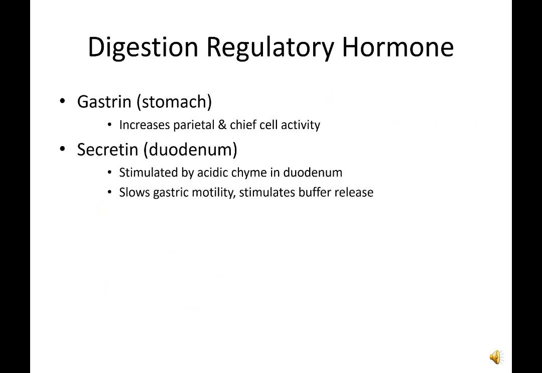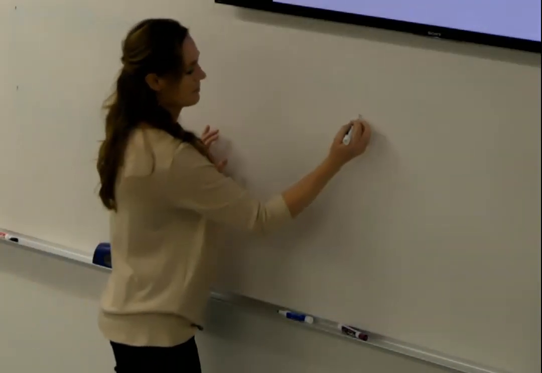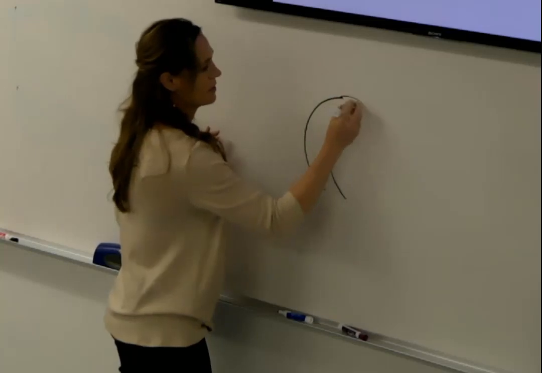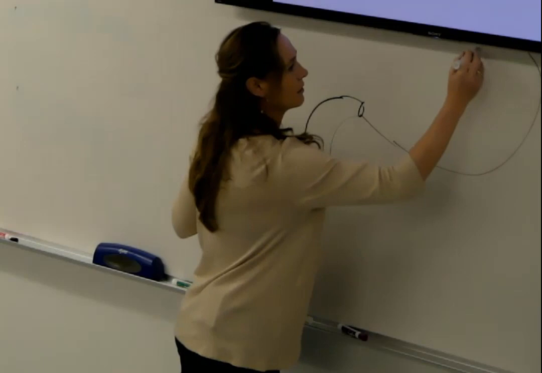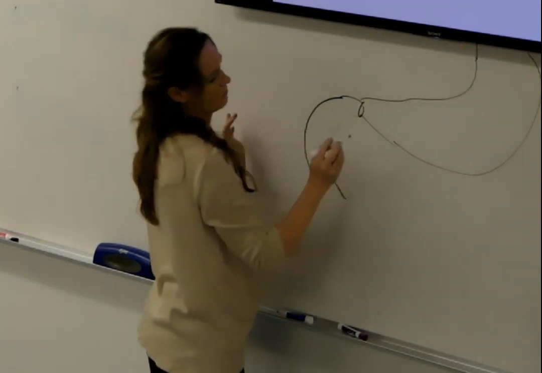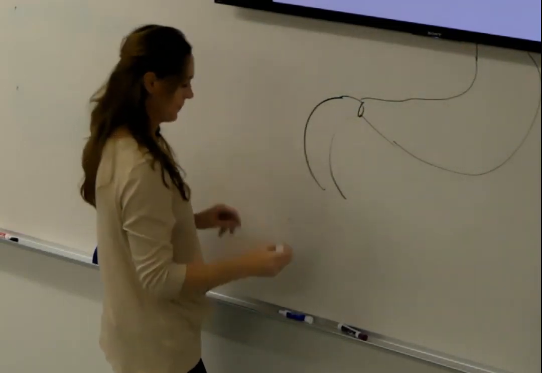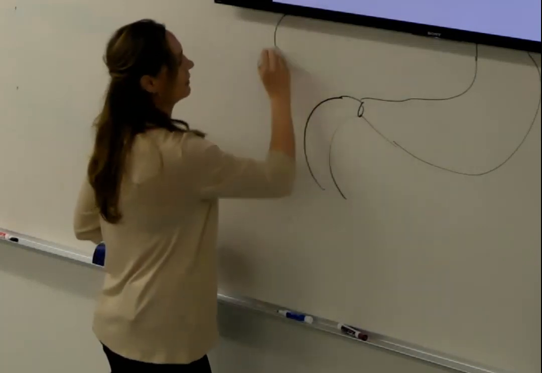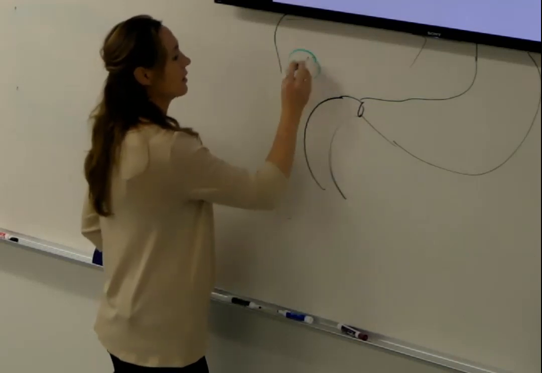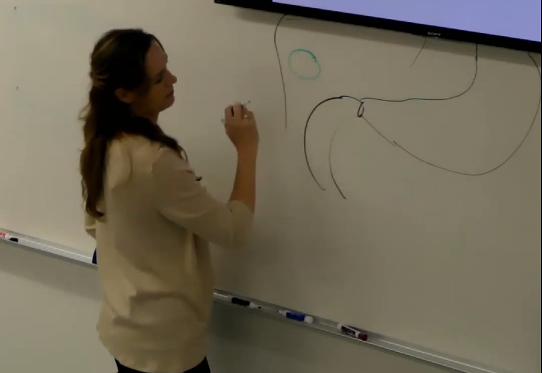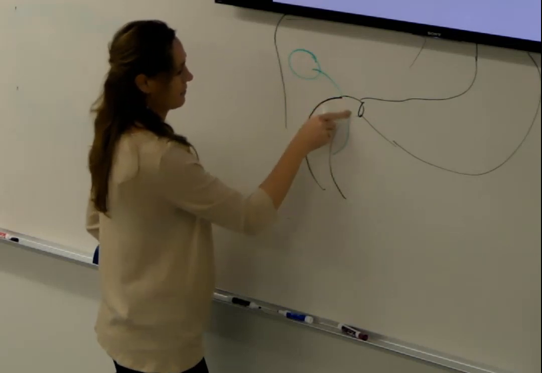The next two are in the duodenum. In the duodenum, secretin is released when acidic chyme arrives. So in the duodenum here, we'll draw a duodenum. We have our pyloric sphincter and we have our stomach. This part of our stomach, a really looking banana stomach. And then we know we have our liver, up here. So we'll talk about our gallbladder. I'm going to send blood down here, bile down here.